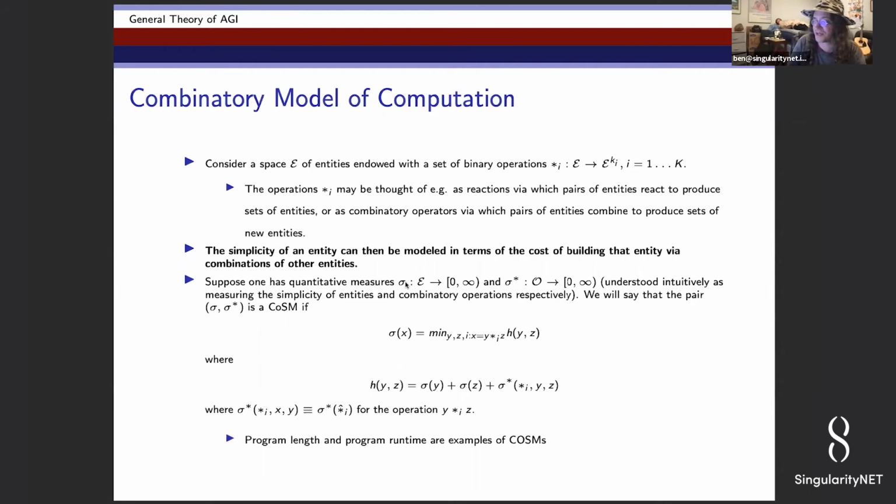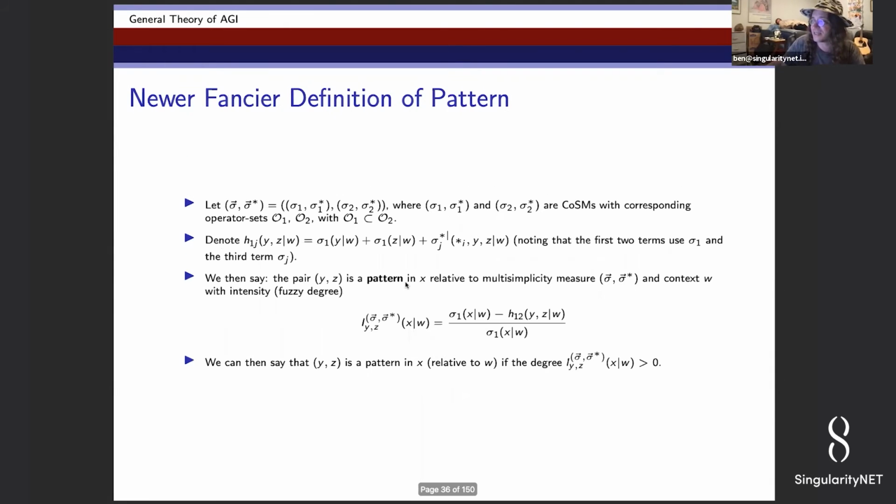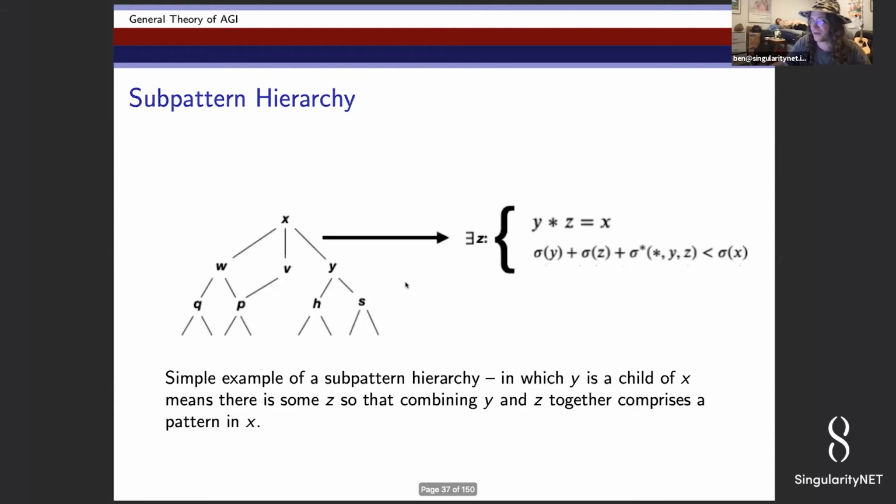Program length and program runtime are examples of these, and you can use this notion of a combinational simplicity measure to give a slightly more sophisticated version of the definition of pattern, which I run through in the paper on general theory of general intelligence, and then in more detail in my paper on Occam's razor. And you can use this to give a very interesting perspective on the appearance of hierarchy in intelligent systems.